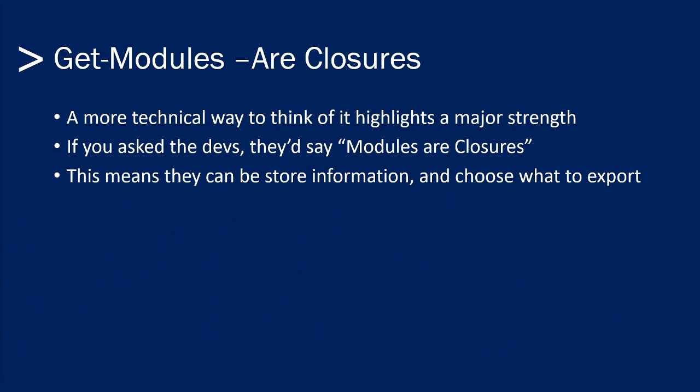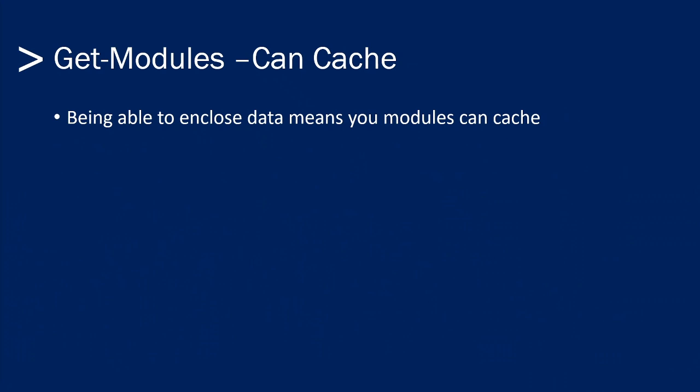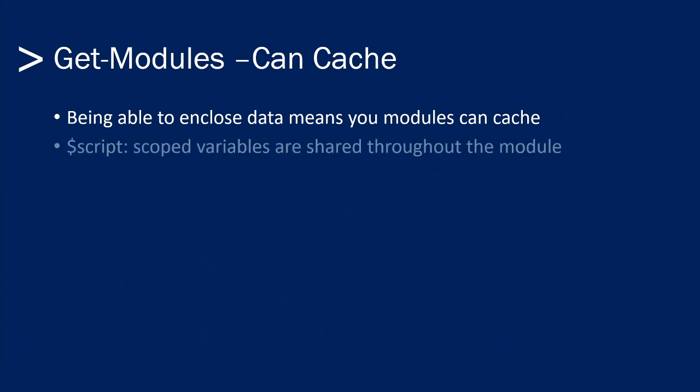Okay. I know that this is probably going to overdo me telling you to let it sink in, but this really is huge. This really is an incredibly big part of what makes modules special and useful. Why? Among other things, a module can cache. If you can enclose data, you can cache that data. I can do this by declaring a script scope variable.